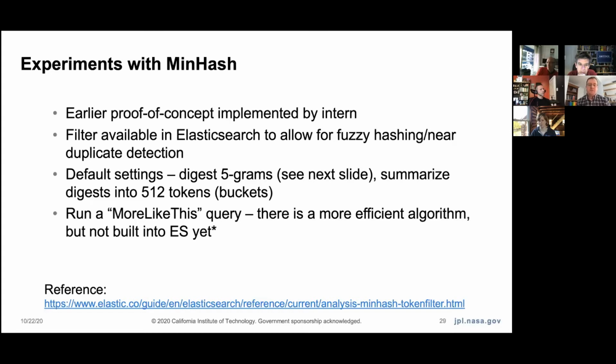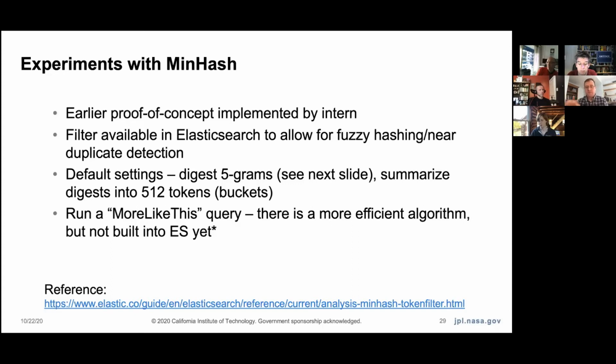There's a filter in Elasticsearch for minhash, so it's pretty straightforward to run. So you index a field with a minhash analyzer, digesting 5-grams. I'll show what those are shortly, and then run a more-like-this query to get documents that are similar to that based on the hashes. Now, I know that there are more efficient algorithms for finding similar things with minhash, but that wasn't built into Elastic.